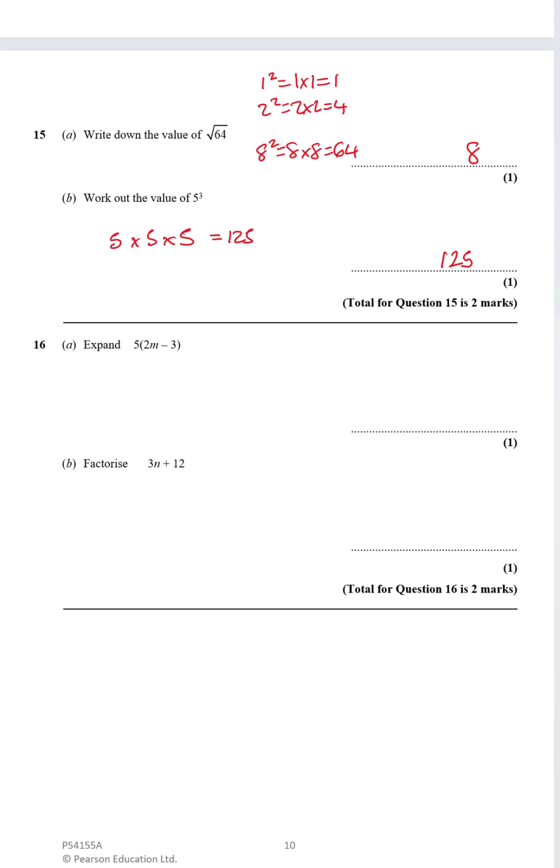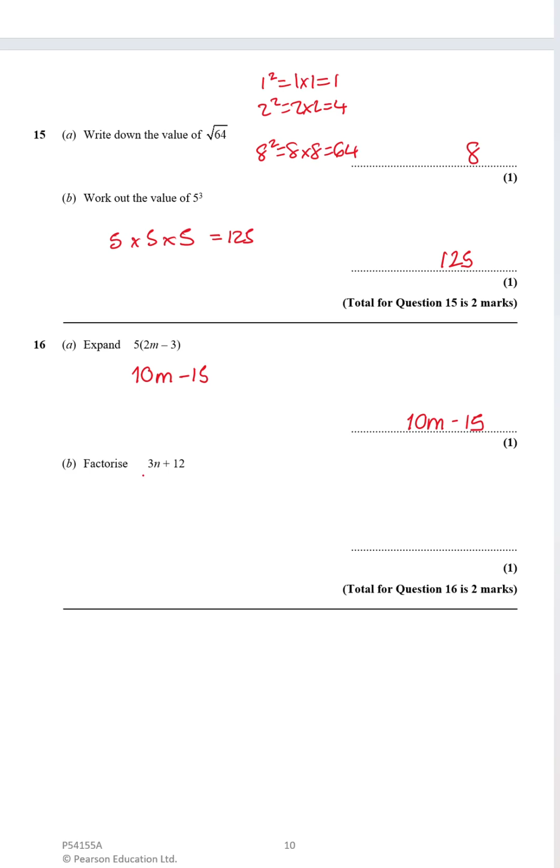Expand, we know brackets means times, so I'm multiplying everything inside my bracket by what's outside. Onto my answer line. 10m minus 15, because we've done 5 times 2m is 10m, and 5 multiplied by minus 3 is negative 15.